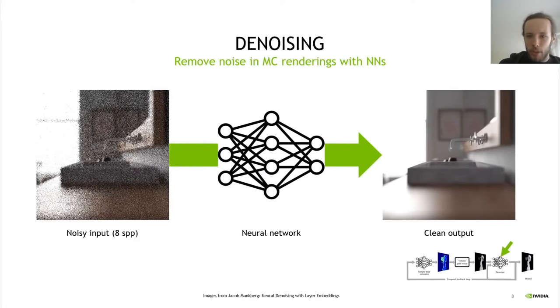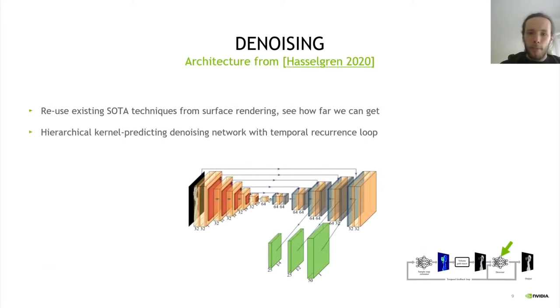So now moving on to the denoising part. Denoising in general wants to guesstimate the converged result from a noisy input, as you can see in an example here. And our idea is to reuse as much of the existing state-of-the-art techniques from surface rendering and see how far we can get with those. So the network we use is a hierarchical kernel predicting denoising network with a temporal recurrence loop. So the main part here is that we do not predict the output color directly. So what you see is not the output of the network. Instead, the network outputs filter kernel weights, as you can see here in green, for a full resolution filter, half resolution, and quarter resolution. And these filters are then applied to the noisy inputs, blended together, and that's the result that you can actually see.